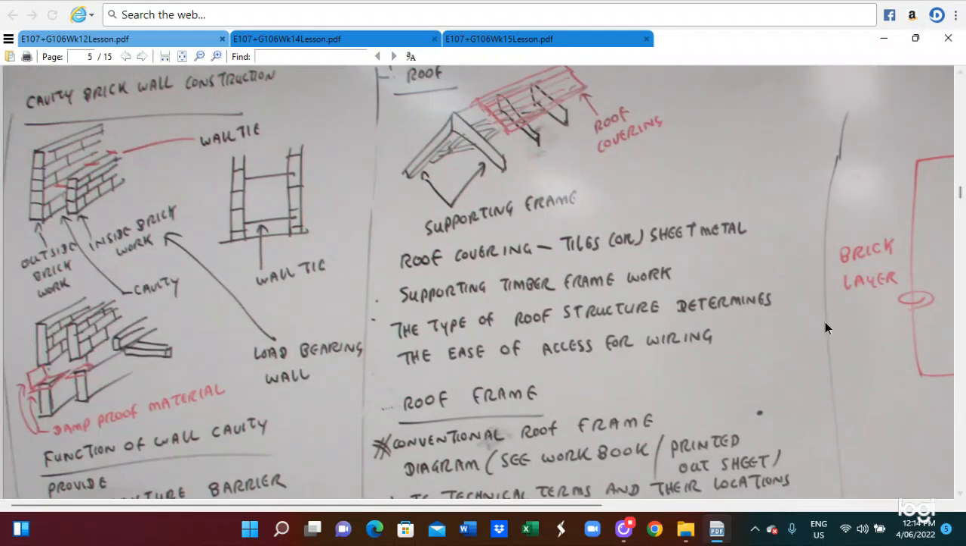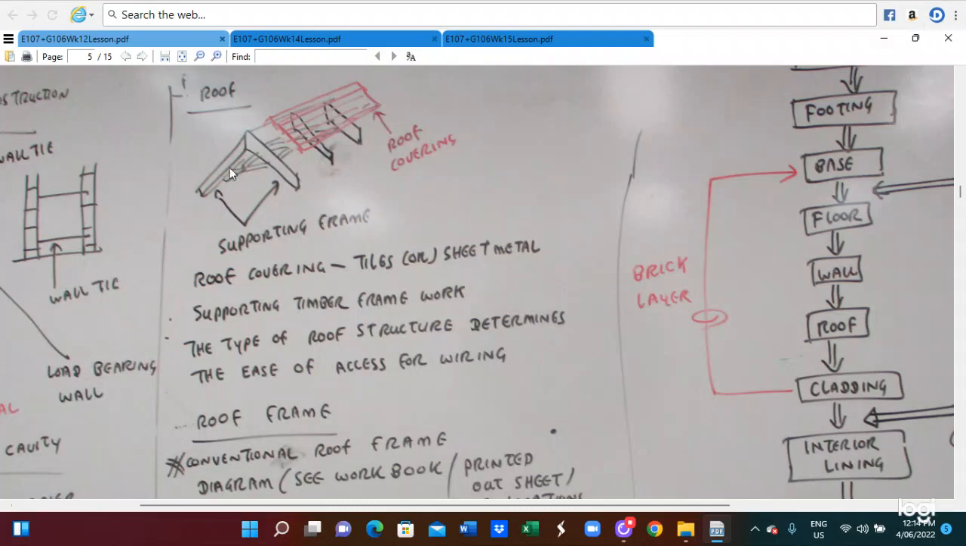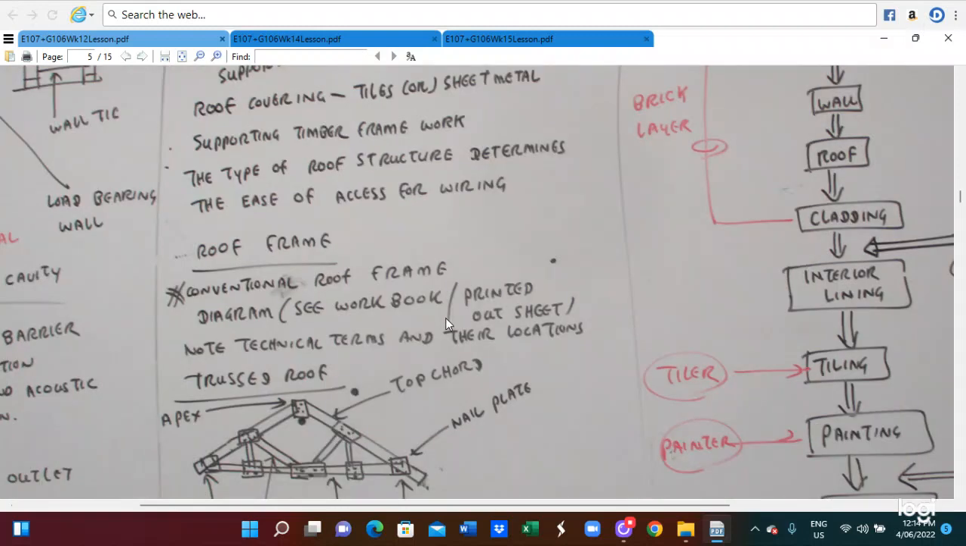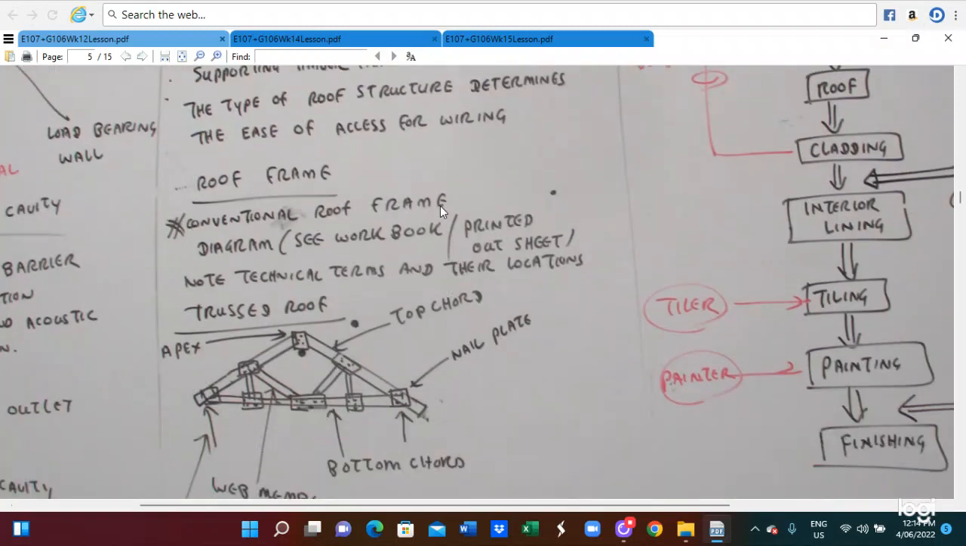Construction of the roof. Roof construction has the supporting frame. This is the roof covering. Roof coverings are tiles or sheet metal, supported by the timber frame wall. The type of roof structure determines the ease of access for wiring. So the roof frame is a conventional roof frame. You can see this diagram in the wall book, and also the technical terms and location.